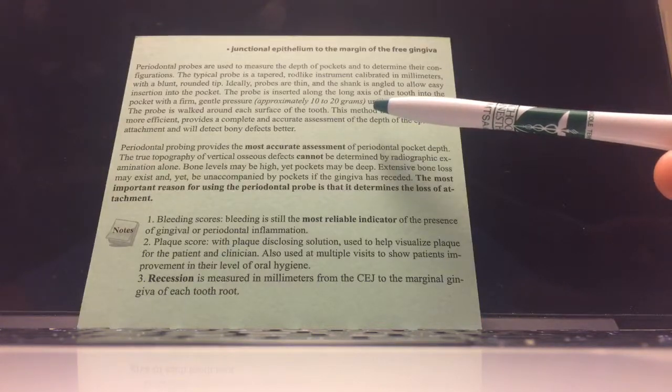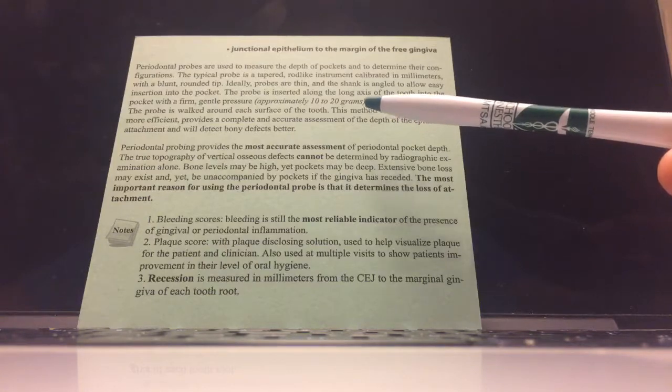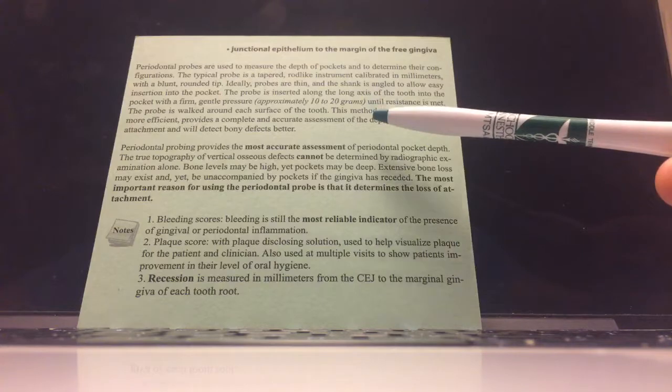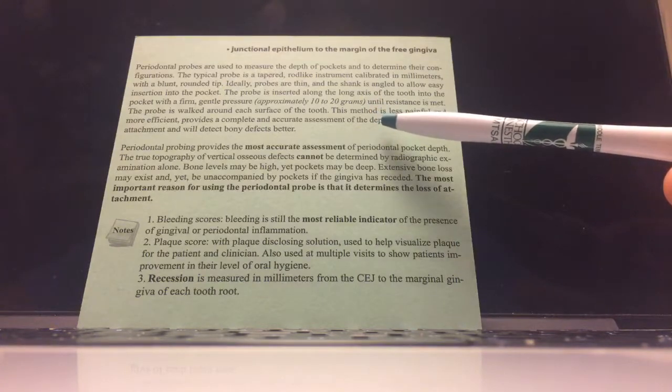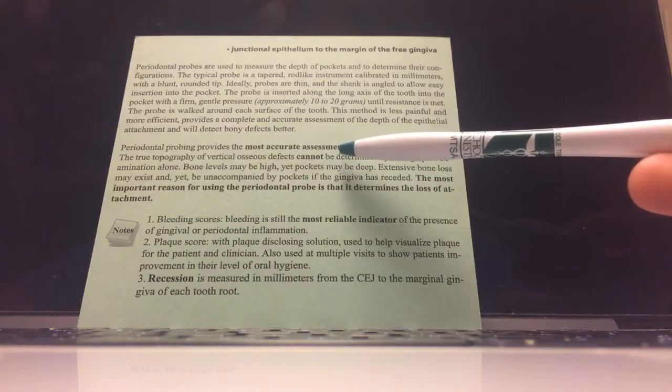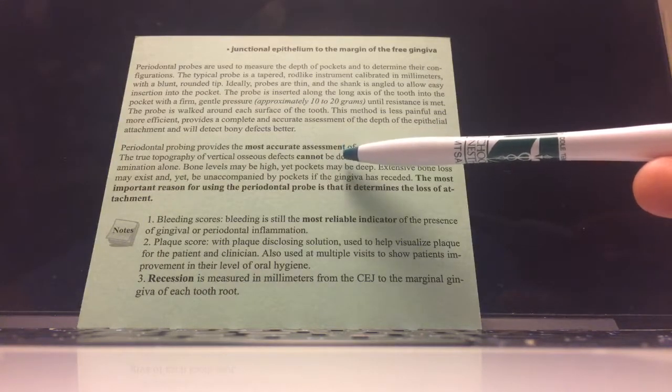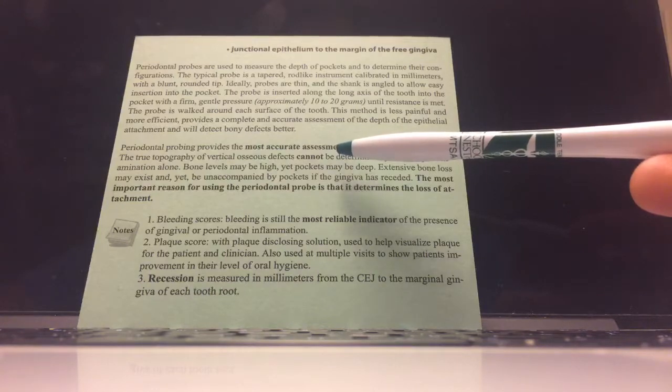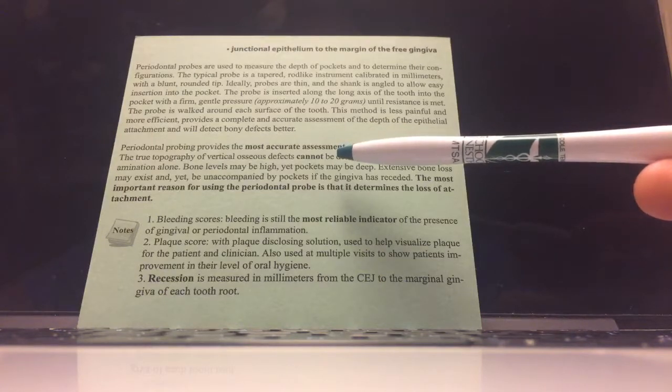The probe is walked around each surface of the tooth. This method is less painful and more efficient, provides a complete and accurate assessment of the depth of the epithelial attachment, and will detect bony defects better. Periodontal probing provides the most accurate assessment of periodontal pocket depth. The true topography of vertical osseous defects cannot be determined by radiographic examination alone.